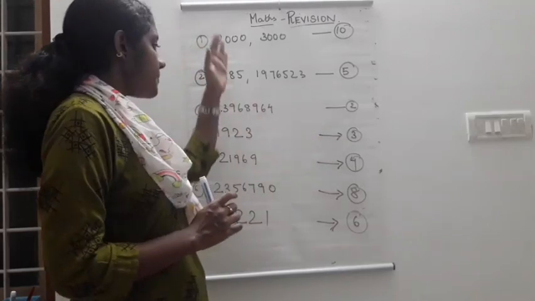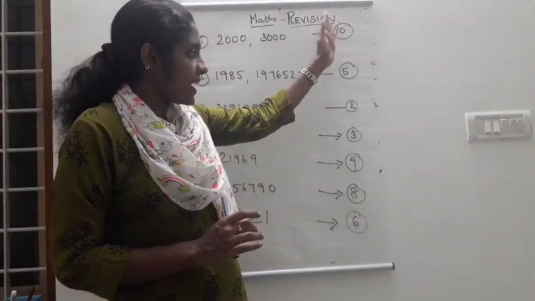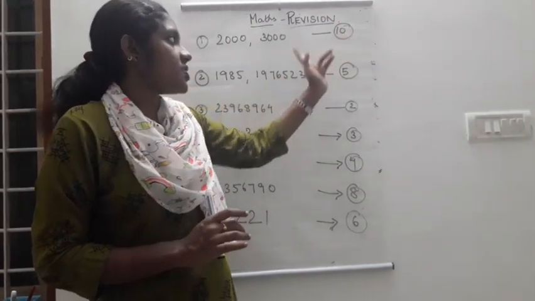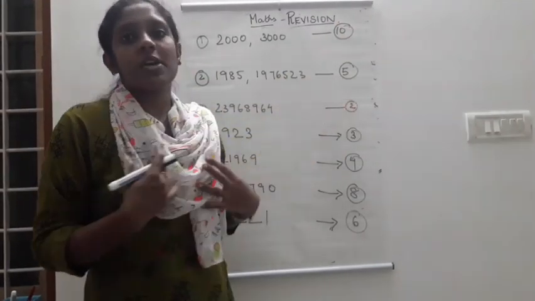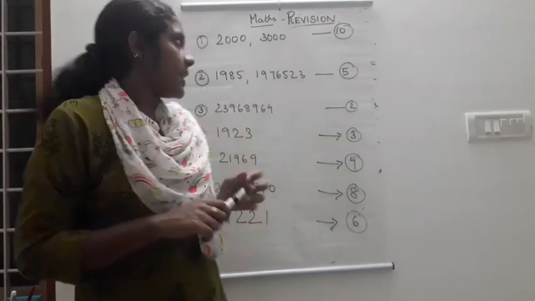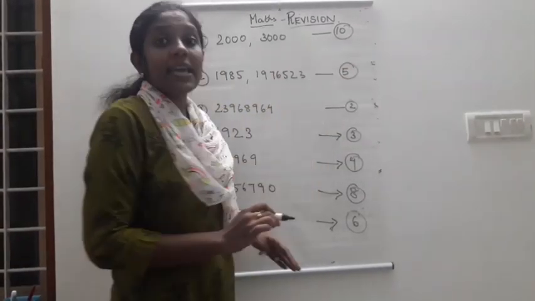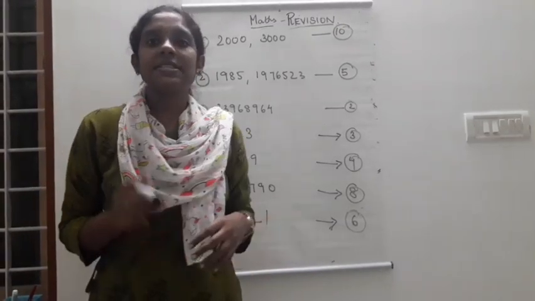Here I have given some numbers, and on this side you have to find the divisibility of each number. Check whether each is divisible by 10, by 5, or by 2. So let's do it. First, find out whether these two numbers are divisible by 10. So what was the divisibility test of 10?